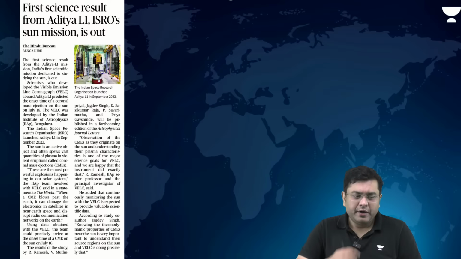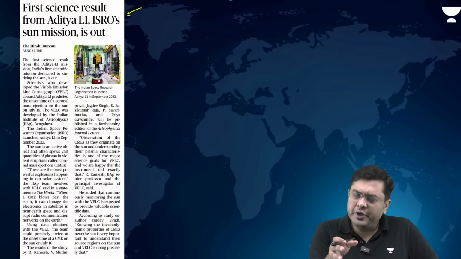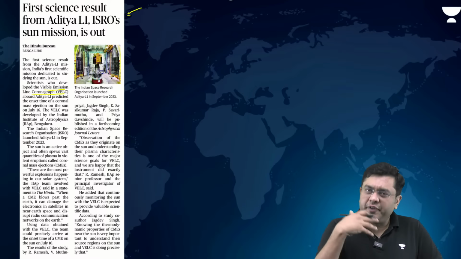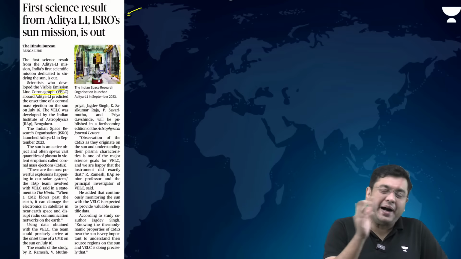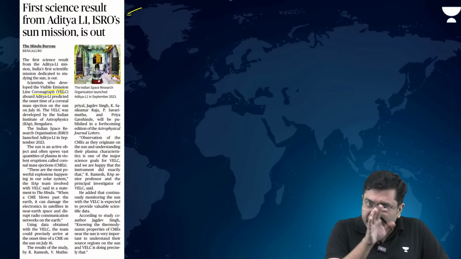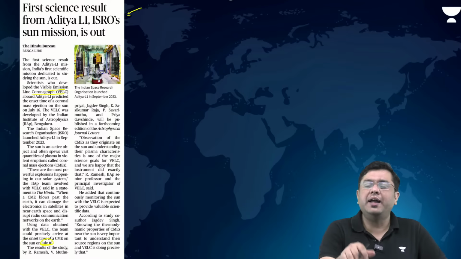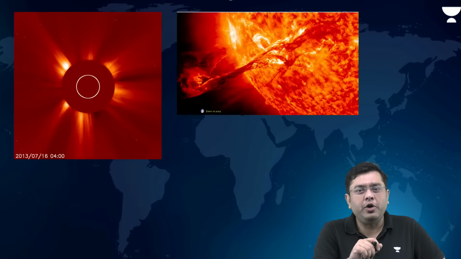Okay? Now, the first science result from Aditya L1, ISRO's Sun mission, is out. So basically, India's solar mission was supposed to carry out scientific experiments and has been carrying them out. It carried various different payloads for that. One of the payloads is the Visible Emission Line Coronagraph, which measures the movement of plasma, the charged particles emitted from the sun, and also carries out research on coronal mass ejection. It has successfully captured a vital coronal mass ejection which happened on the 16th of July.